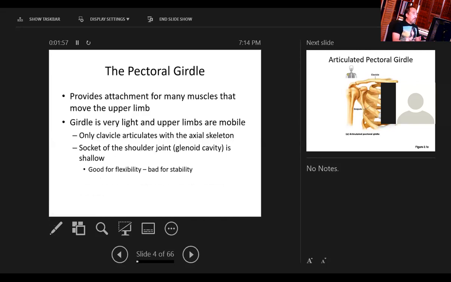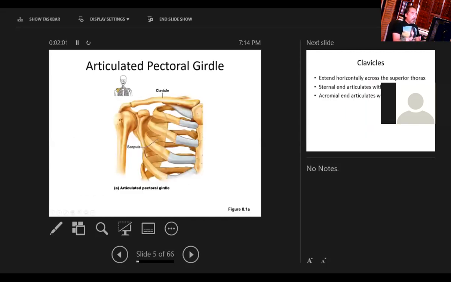All right, so first we're going to look at the girdle, and this is what the pectoral girdle is. Now you've got the clavicle. The clavicle is connected to the scapula. It articulates medially with the sternum, and then at the lateral end, it articulates with the scapula.